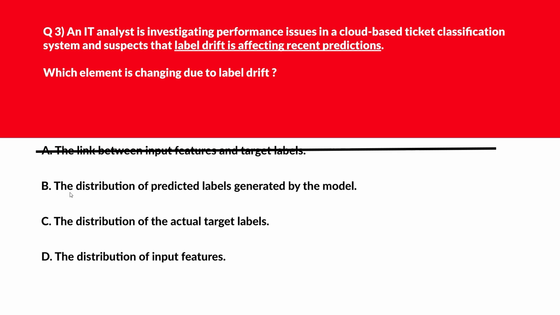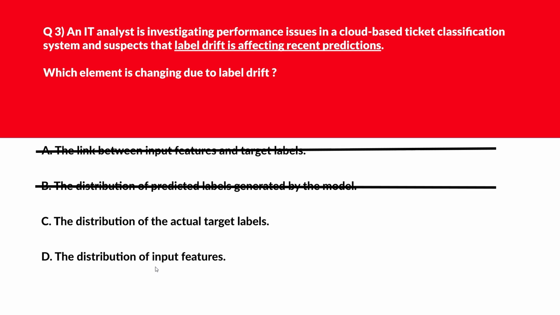Now let's move to option B. B says the distribution of predicted labels generated by the model. Prediction output may vary, but label drift concerns the true label distribution. Hence incorrect. Let's move to option C. C says the distribution of the actual target labels. Label drift reflects a shift in the underlying target label distribution over time. Let's keep it.